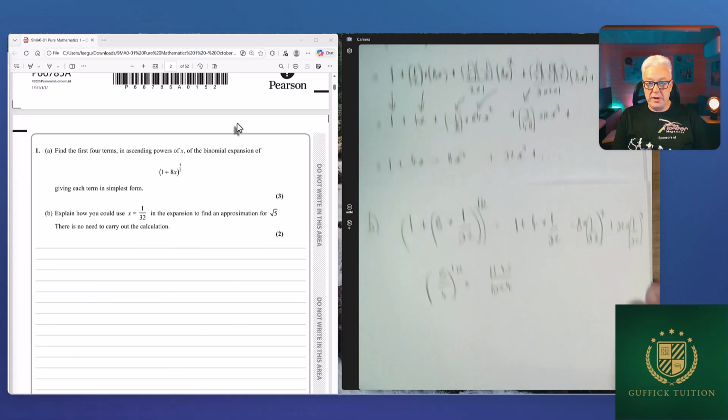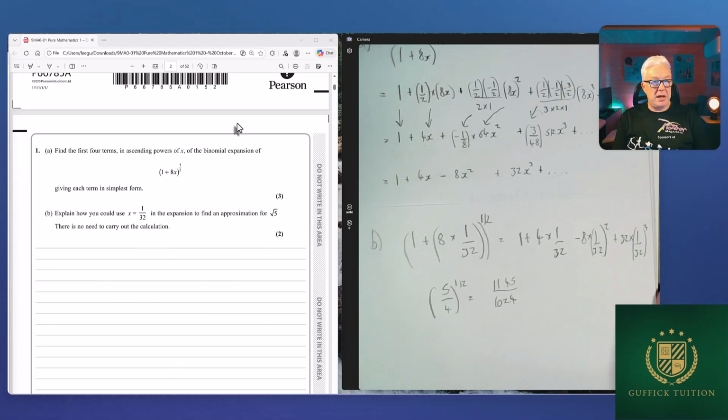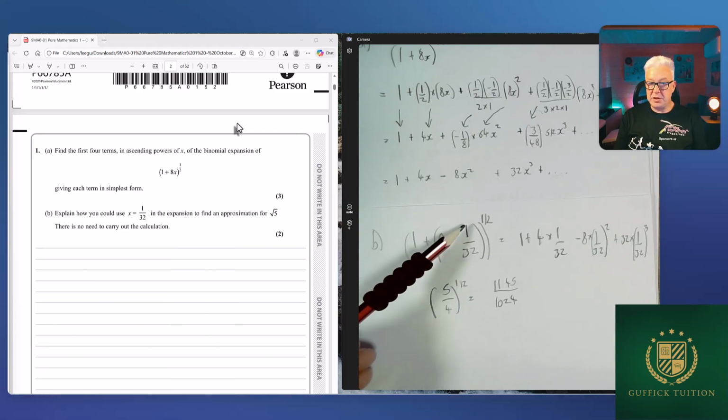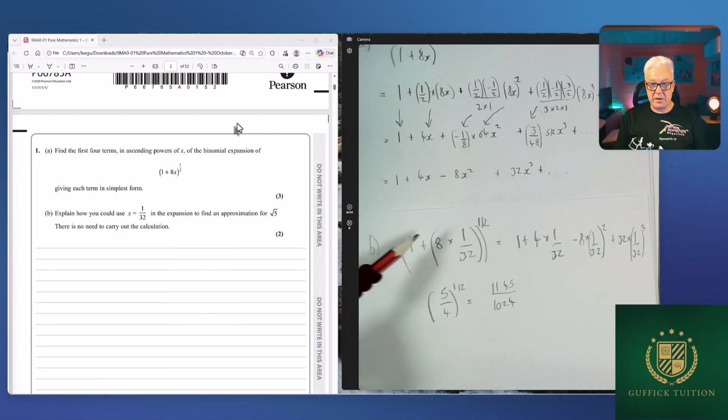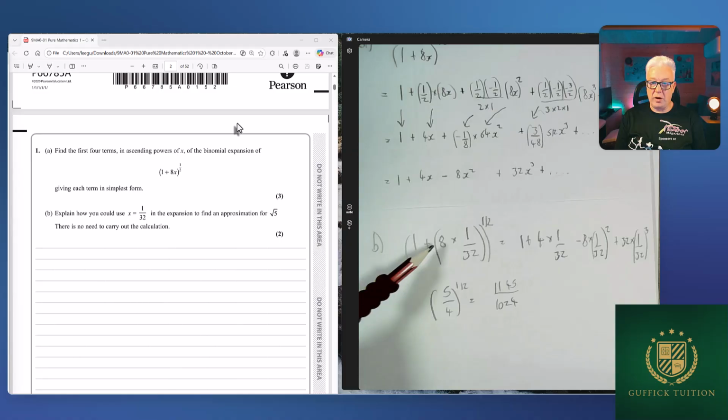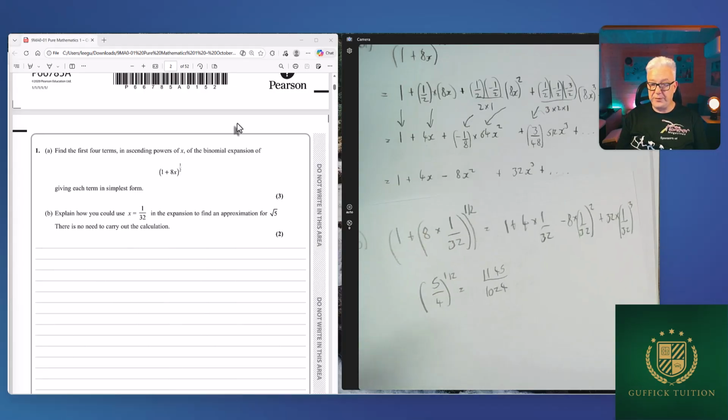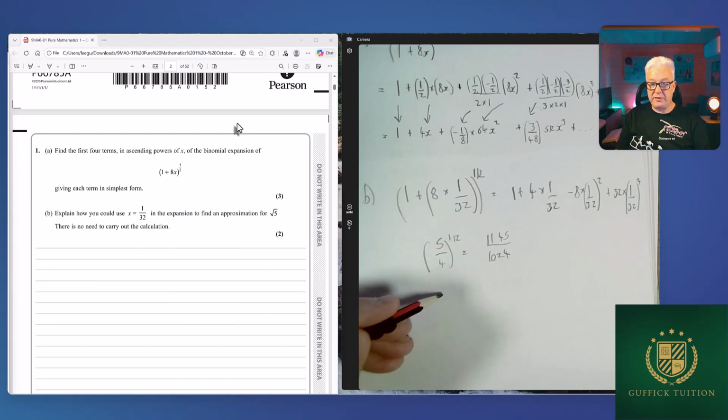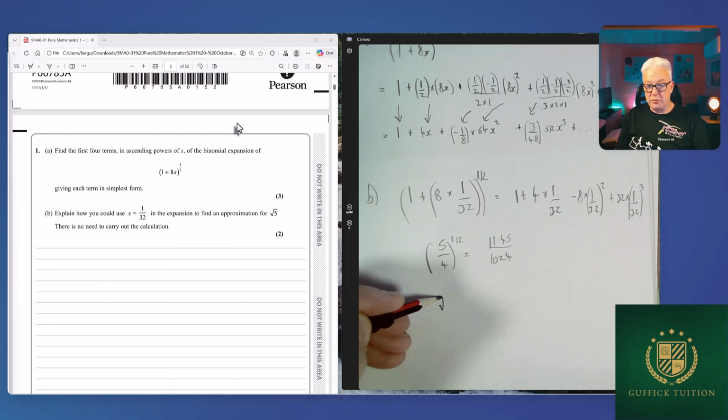So what we would do, in essence, in a nutshell, is we would substitute in the 1 over 32 into the equation. Okay, so in the left-hand side, we'd have 1 add 8 times 1 over 32 to the power of a half. Now, when you work out 1 add 8 times 1 over 32, it turns out to be 5 over 4, so to the power of a half. So this would go to √5 over 2.